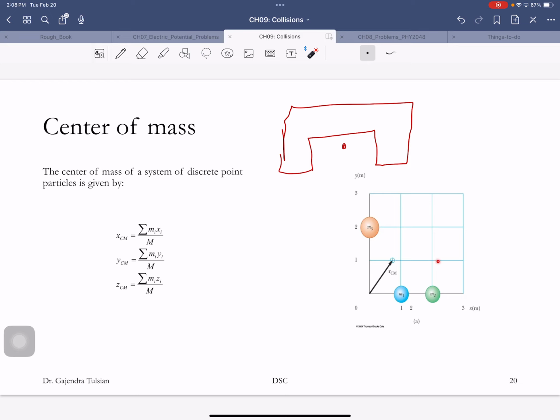If you have several point objects, calculating the coordinates of the center of mass is like this. The x coordinate of the center of mass is: take each mass, multiply it by its x coordinate, and then divide by the total mass. The y coordinate is: take each mass, multiply by its y coordinate, and divide by the total mass. This is how you calculate the x, y, z coordinates of the center of mass of a bunch of point particles.